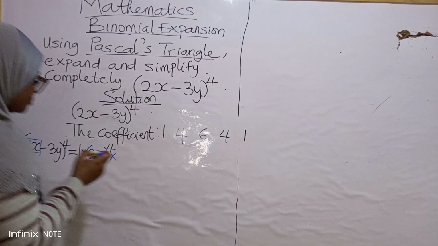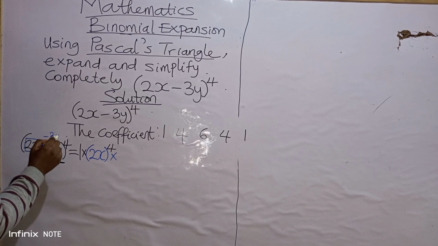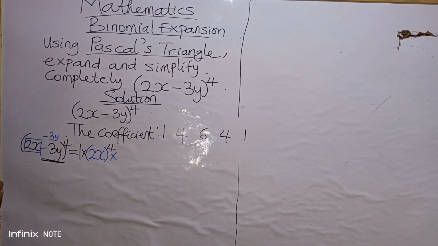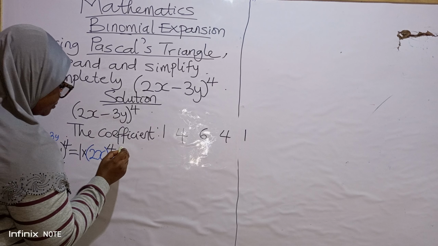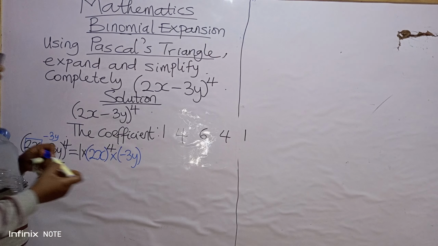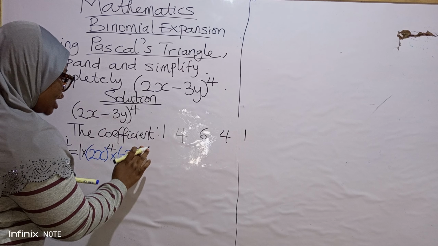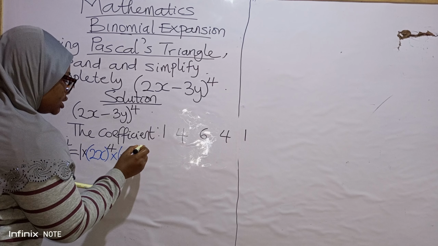Multiply by the second term here, which will be minus 3y. It will be what? Minus 3y. So that is the second term. So you write it here: minus 3y, inside brackets. Now, its own power will start from 0.